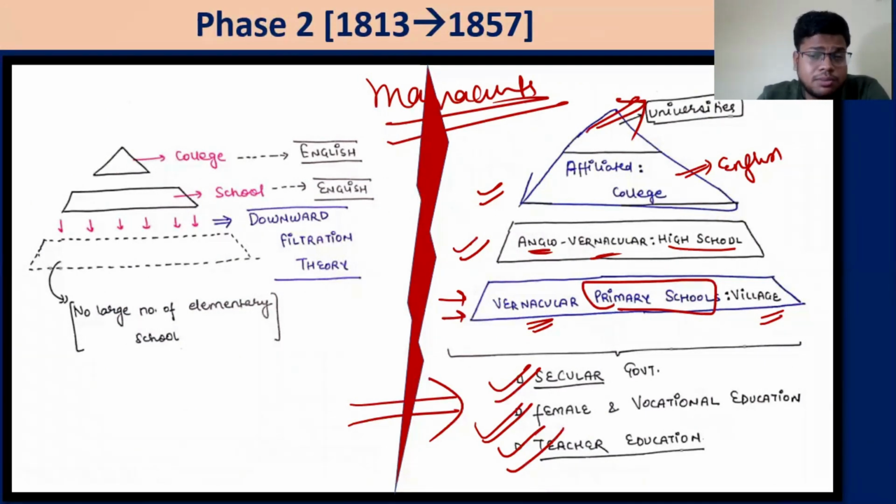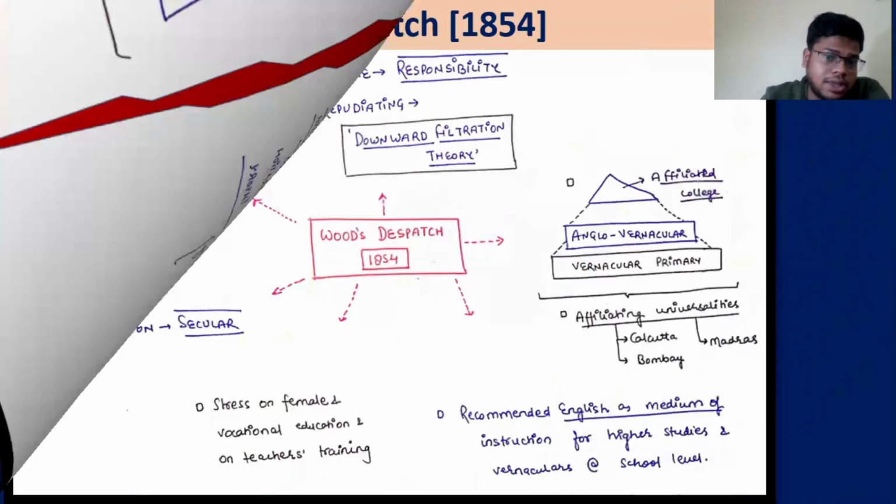Now, if your question comes, why Wood's dispatch is known as the Magna Carta of the English education system, then you have to compare it with the previous system. What was the previous system? The previous system was the downward filtration theory, and you need to compare it with respect to that.